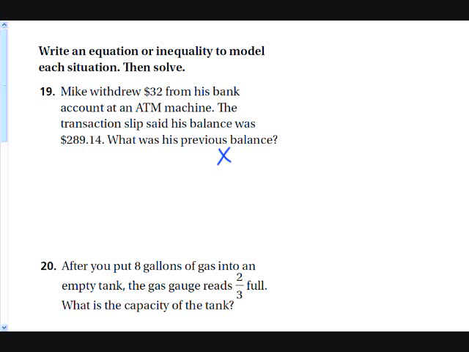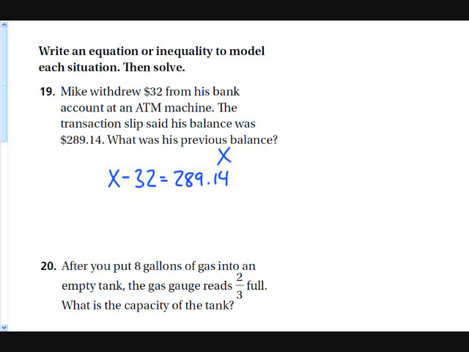So that's going to be my variable. I'm going to call it x. So if that's my previous balance, that means I started with x amount in the account. I withdrew $32. So since I withdrew $32, that means I subtracted $32 from the amount. And after I did that, I was left with $289.14 in the account. So this is the equation that we're looking for. This is the first thing that it asked for.